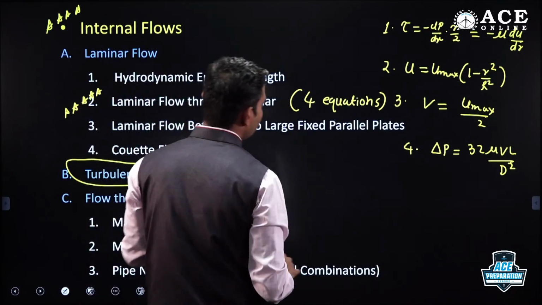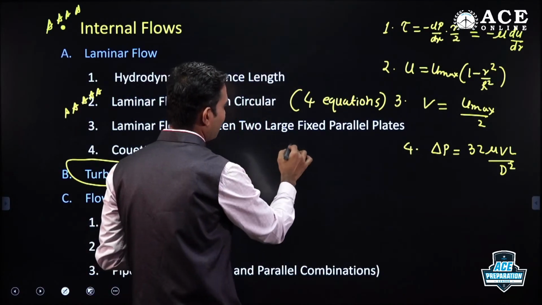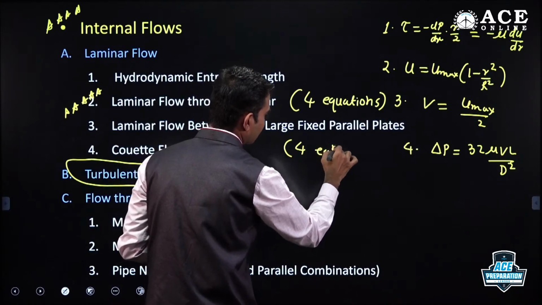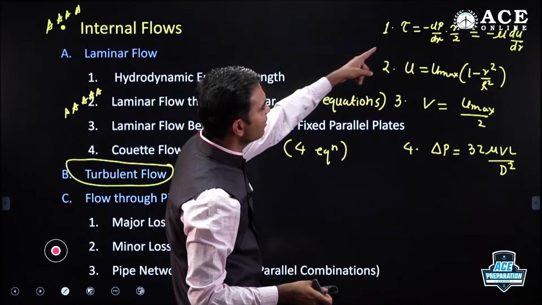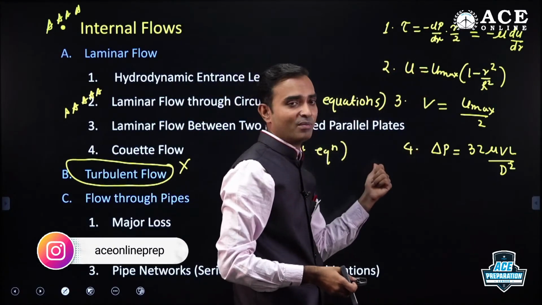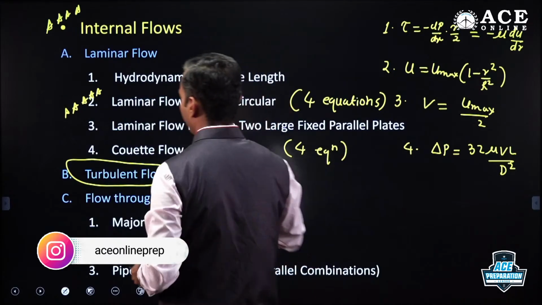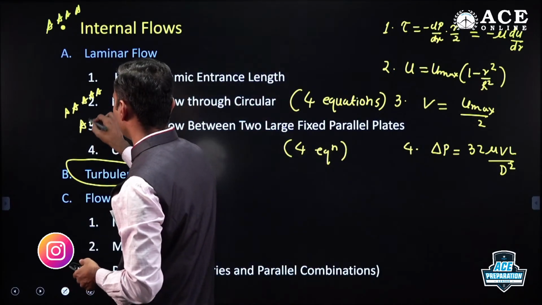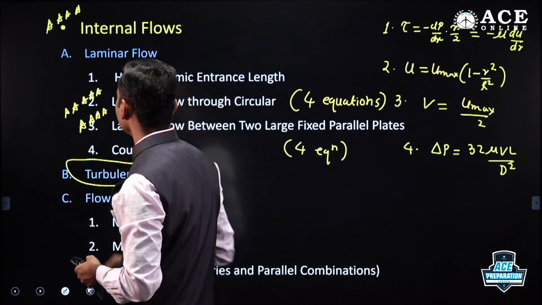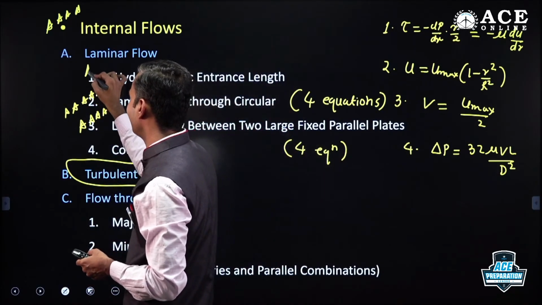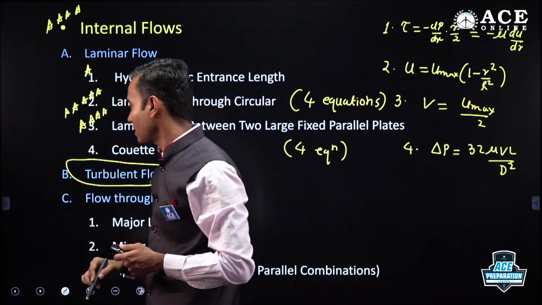Okay. So similar 4 equations you will get for laminar flow between fixed parallel plates. There are similar equations. Now you can find out the similar expression you try to get for laminar flow between 2 fixed parallel plates. So this topic has 4 star weightage. Hydrodynamic entrance length, based upon this topic mostly you will get theory question. So I will give 1 star weightage.